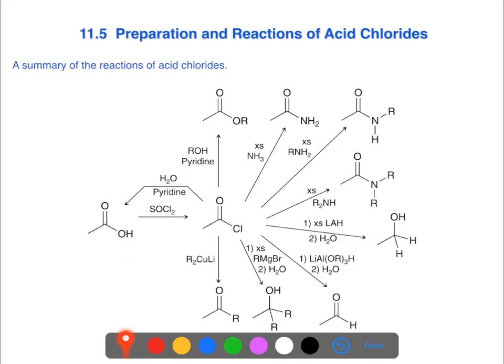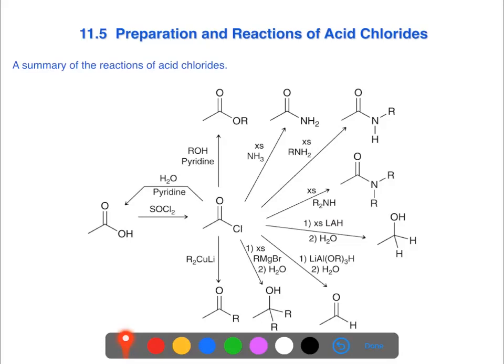In addition, if we carried out that similar reaction, but now in the presence of an alcohol, we would convert the acid chloride to the ester. And in both cases, we use pyridine as a way to neutralize the acidic protons that are produced during this process. We also saw that we could convert acid chlorides to amides, and depending on whether or not we used excess ammonia or excess primary or secondary amine, we could prepare amides or amides with substitution at the nitrogen.